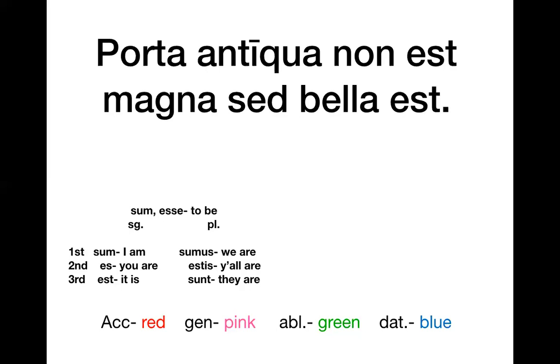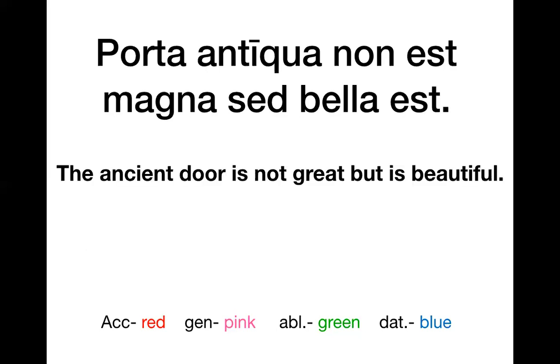Yeah, good. So what's happening here is that you guys are all picking up on the subject. Nothing here is colorful because basically we just have nominatives and adjectives. And then our new verb friend est. And it's non est, so it is not. But yeah, so Porta Antiqua is the subject. And y'all are translating that as either gate or entrance or maybe door. Door is okay too, honestly. Is not great or large. So for Magna, your choices are great or large. But it is beautiful. So very good.